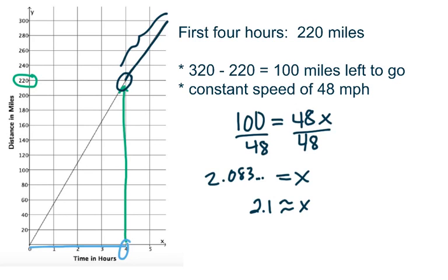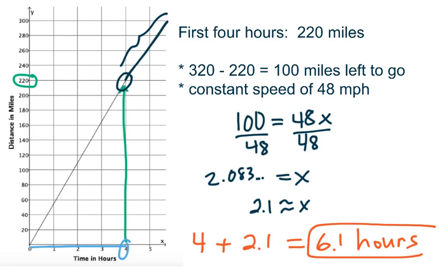So what do I do with that? Well, now I need to add. So I have 4 hours from the first part of the trip plus this approximation, 2.1, from the second part of the trip. And so it's going to take the train about 6.1 hours to make the entire trip.